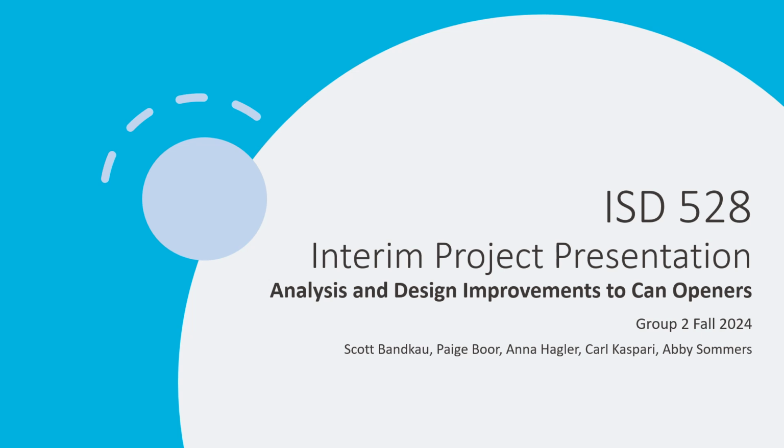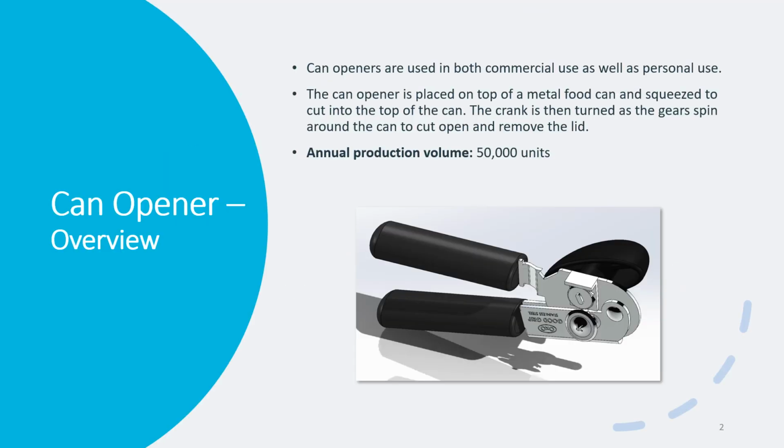We are Group 2 and we'll be doing an analysis and recommending design improvements to can openers. Can openers are used in both commercial and personal household settings. The can opener is placed on top of a metal food can and squeezed to cut through the top of the can with the blade. The crank is then turned as the gears spin around the can to cut open and remove the lid.